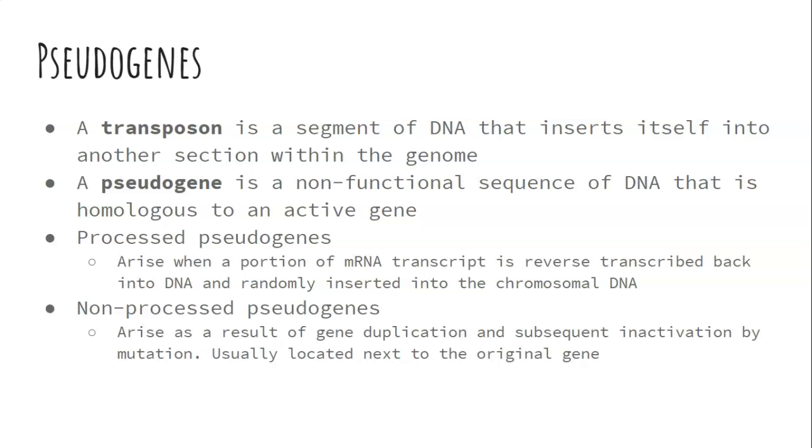Now, pseudogenes are just non-functional sequences of DNA that are homologous to an active gene. There's two types of this: processed and non-processed. Processed is when the mRNA transcript is reverse transcribed back into DNA and then just randomly inserted. So you've just sort of made a backwards copy of DNA, and it's non-functional because it doesn't code for anything anymore. And then non-processed is when you duplicate genes, and when you do that duplication, you also have a mutation happen, which leads to inactivation. Usually these are located right next to the original gene because you've just duplicated that gene.